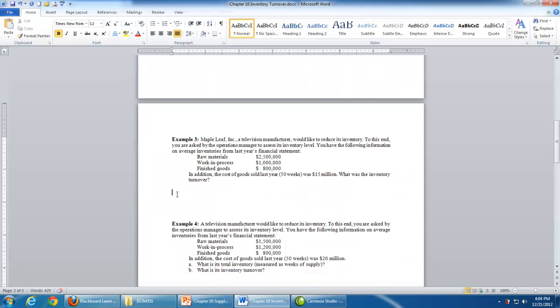Next, example 3, asking for inventory turnover. Annual sale is 15 million divided by raw material 2.5 million plus 1 million for work in process plus 0.8 million for finished goods. If students would like to add together in million units, students can also do so. The outcome will be the same. About 3.49.